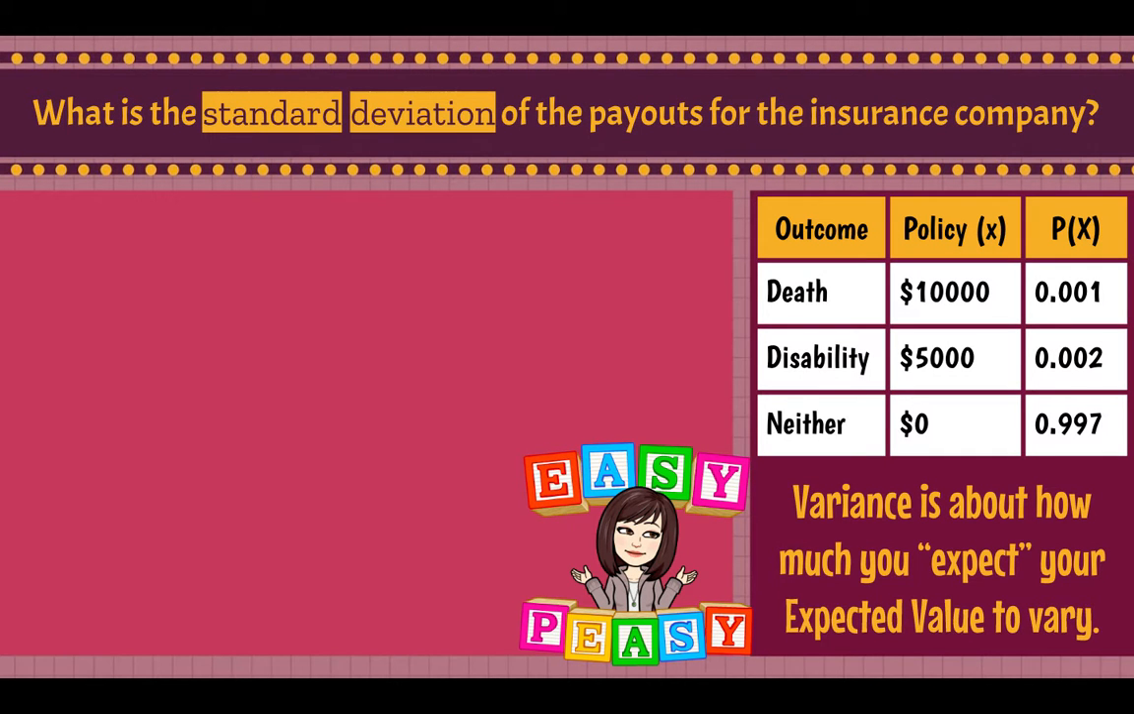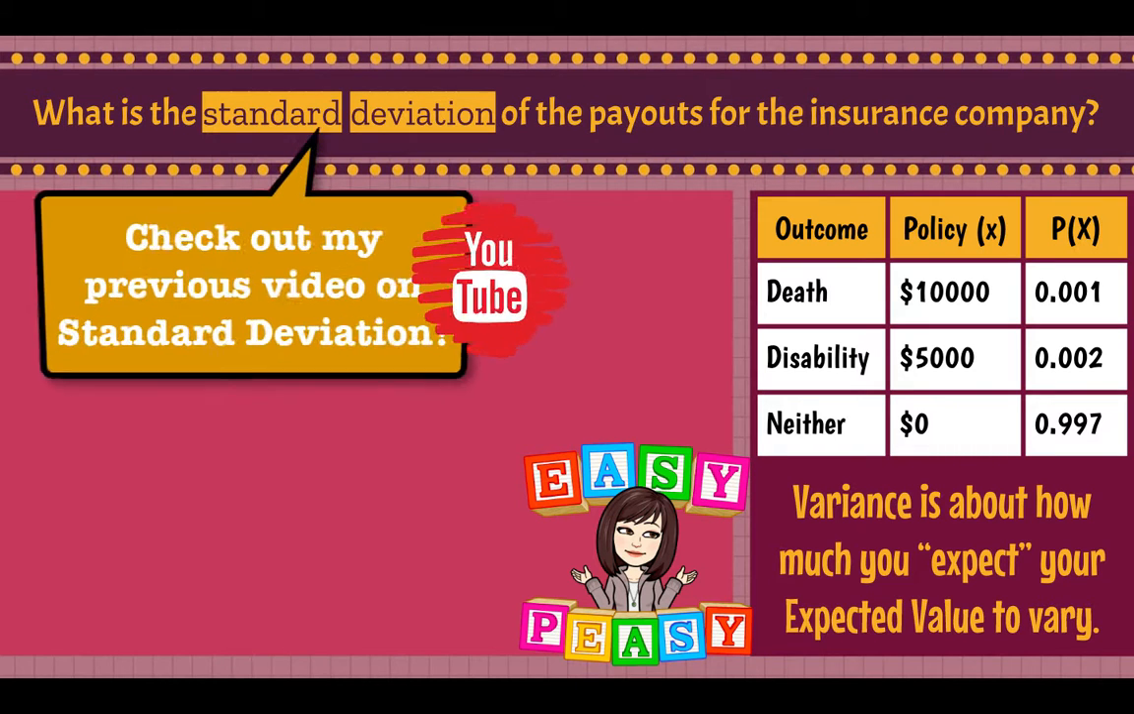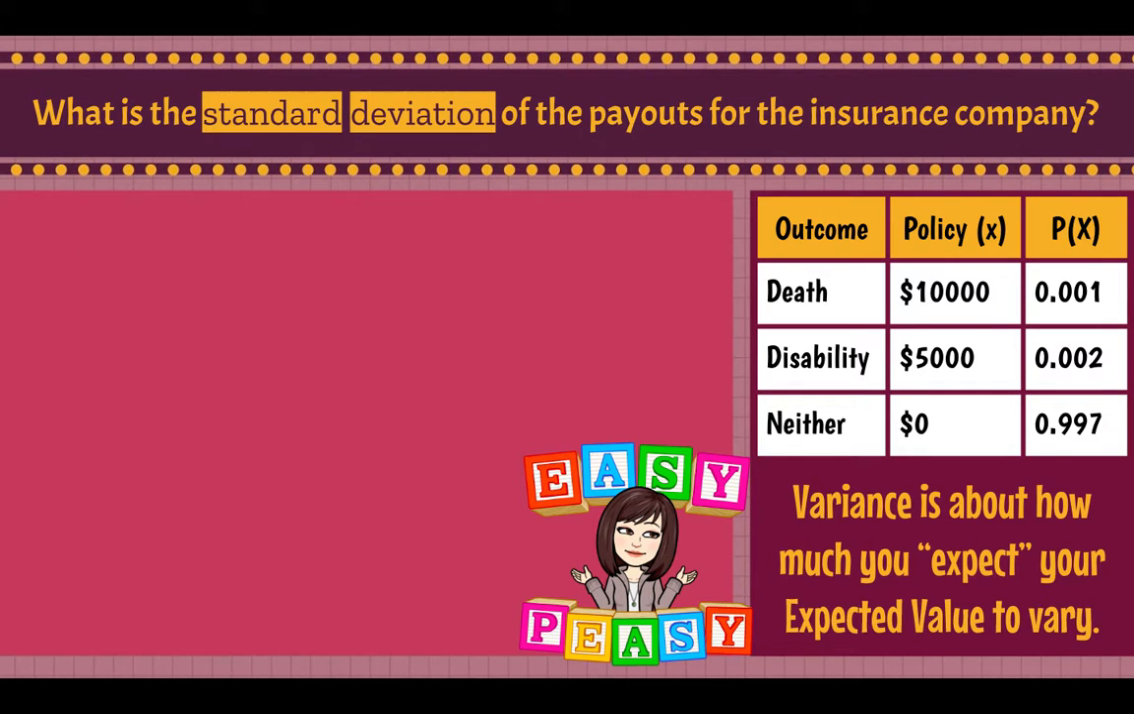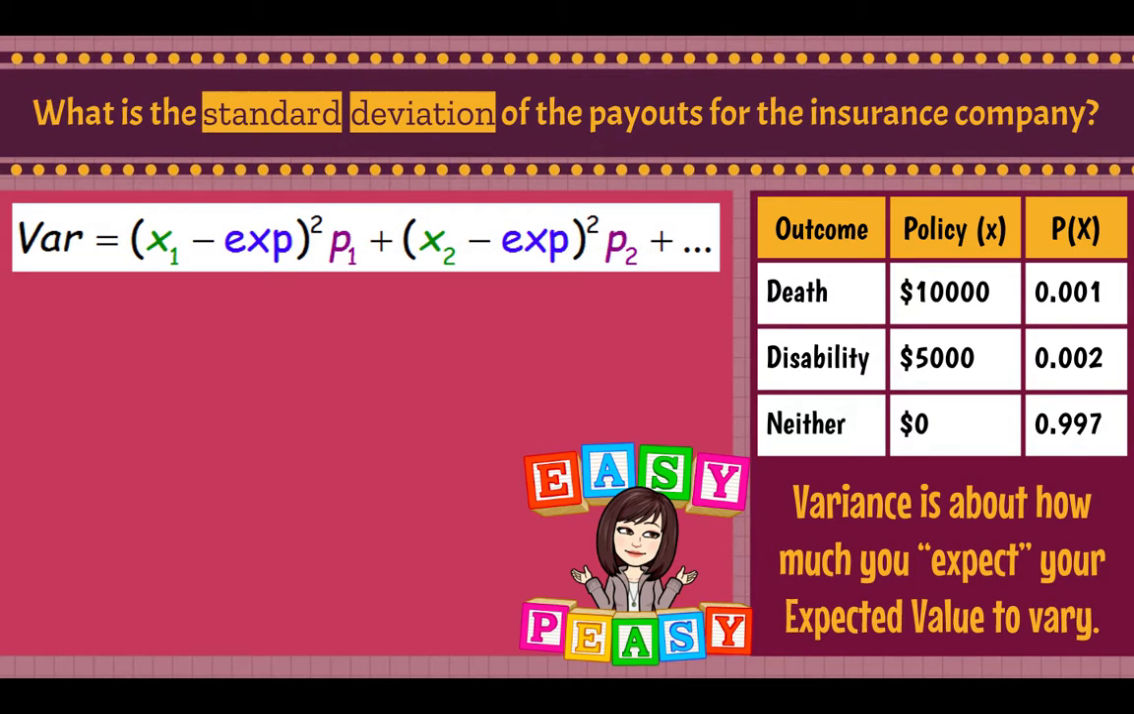All right, so standard deviation. Again, if you've been in any stats class, you've probably seen this. If it helps, check out my previous video on standard deviation if you don't know what it is. But I explain it a little bit at the bottom because it's really how much you expect your expected value to vary. So you still find how far away each point is from what you expect. And again, you square those distances to make them positive. And again, times the probability that they actually occur.